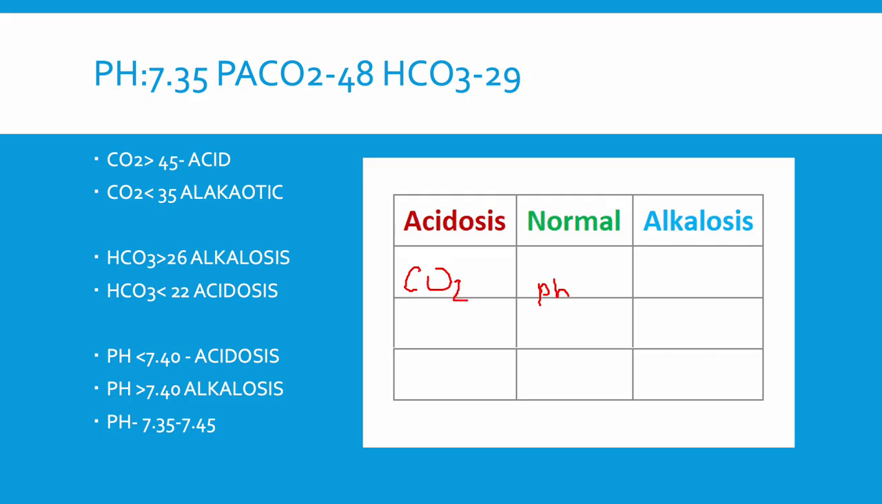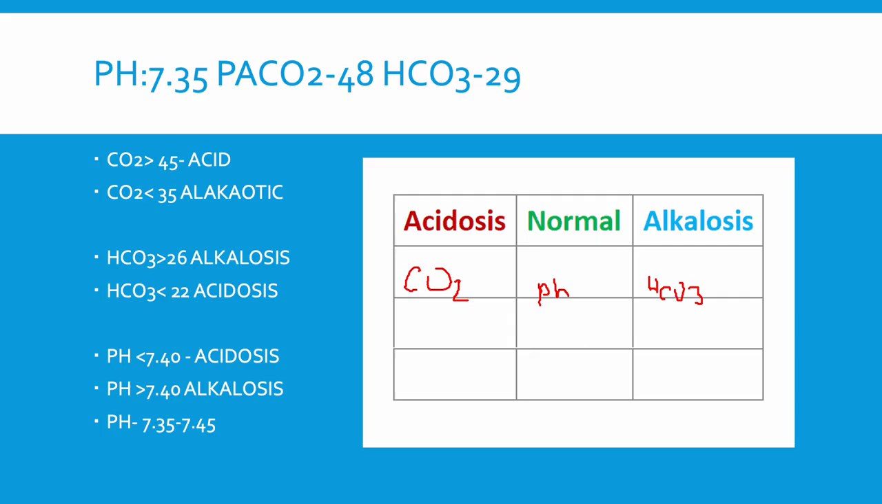All right, and then our bicarb is 29. So normal ranges is 22 to 26, so it's 29, so it's elevated. So it's going to go under the alkalosis side. All right, so we now want to look and see, do we have any under this? Do we have two under the same column? And we don't. So what we have to do is go back to the pH and figure out, is the pH on the acidosis side even though it's normal, or is it on the alkalosis side even though it's normal?